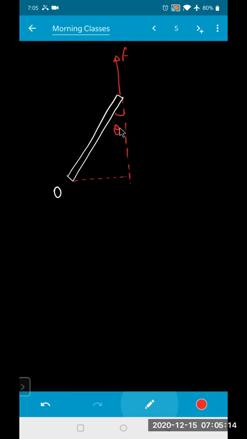This is your theta. For the given condition, I can resolve this force into two components. One force is in this direction and another force is in this direction. If this is theta, obviously this one is also theta. In this direction it becomes F cos theta, and in this direction F sin theta. And this is your distance, from here to here, so this one is your r.